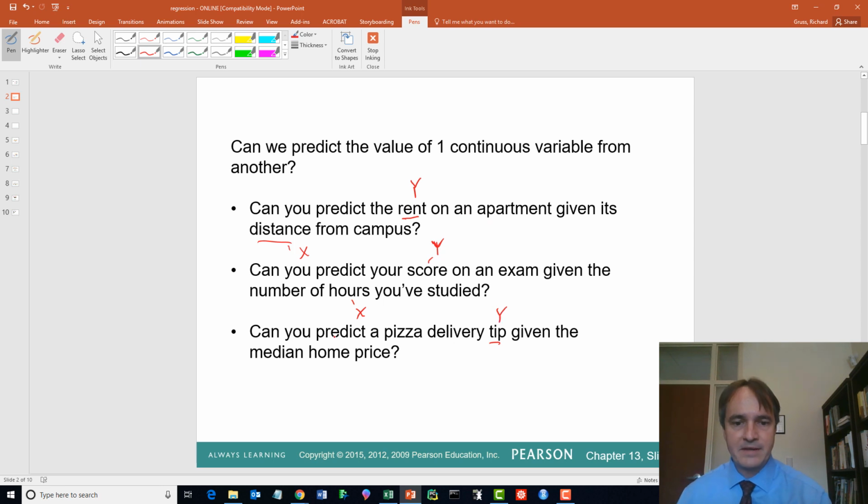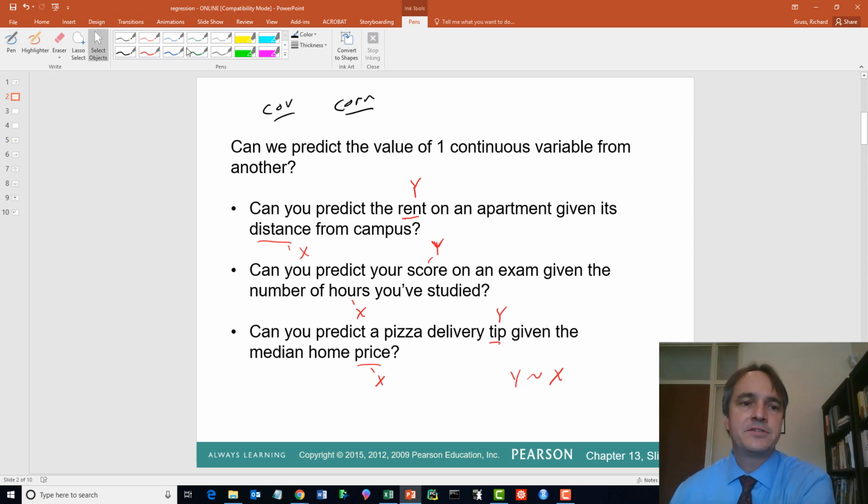So, the amount of tip would be our y and the price would be our x. Okay, so we're trying to predict y given x. Now, we have looked at relationships between 2 variables before, and we had 2 ways of doing it. Of course, we had the covariance and we had the correlation coefficient. These were the 2 tools that we had for understanding the relationship between 2 random variables.